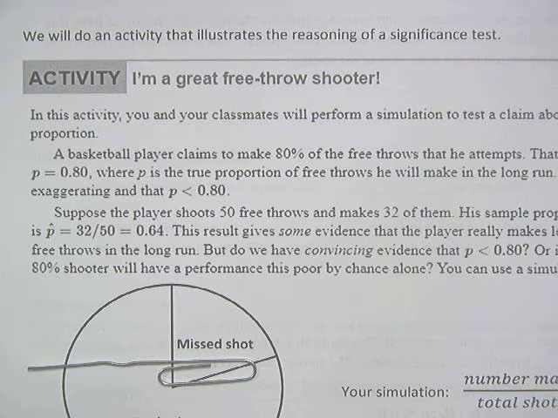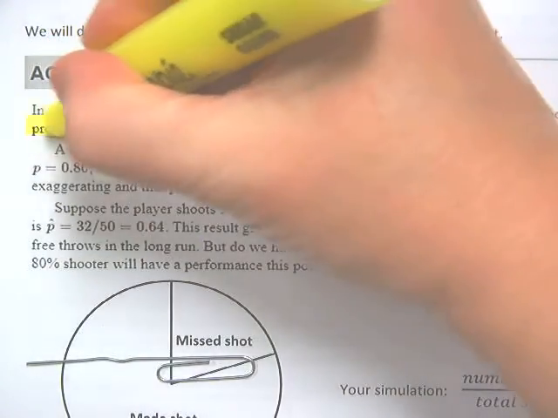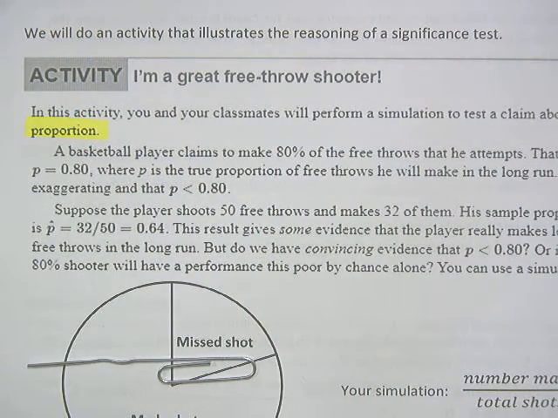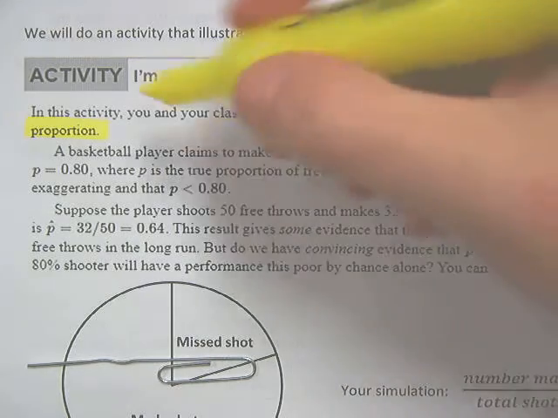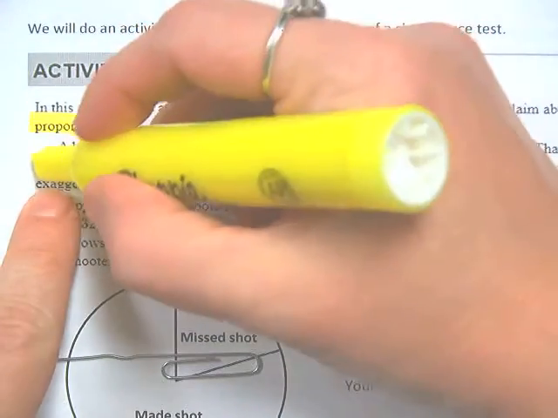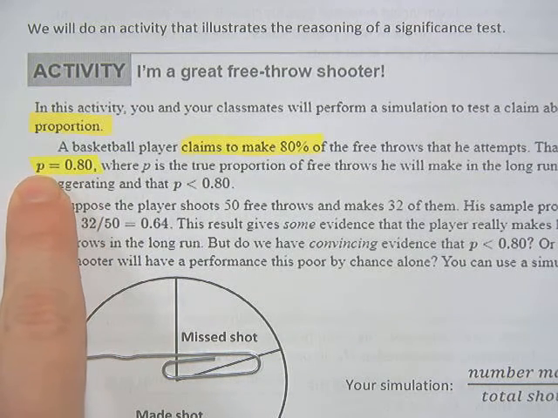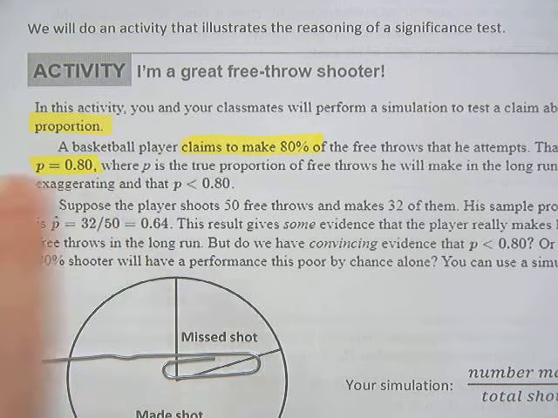In this activity, you and your classmates will perform a simulation to test a claim about a population proportion. So this is all about P, population proportion. A basketball player claims to make 80% of the free throws that he attempts. That's the claim he's making, that he's an 80% free throw shooter. That is, he claims this right here. So these are the math symbols that he would write for his claim. The proportion of all of my free throws, the population of all of my free throws, is 80% if I shoot a whole bunch of free throws.